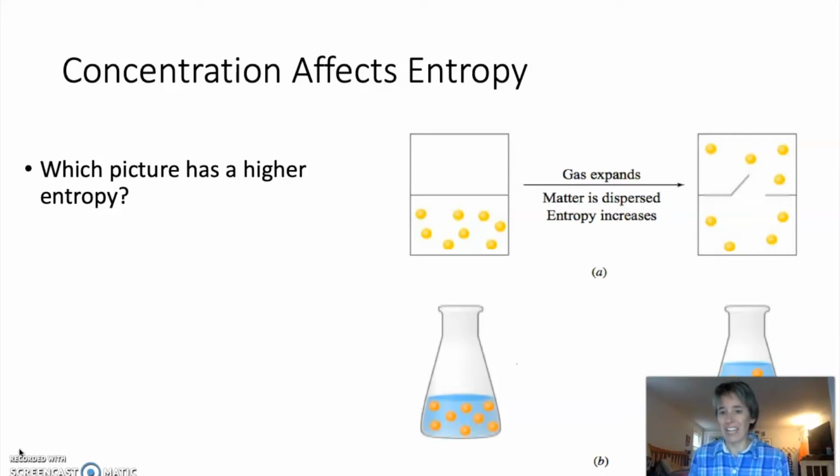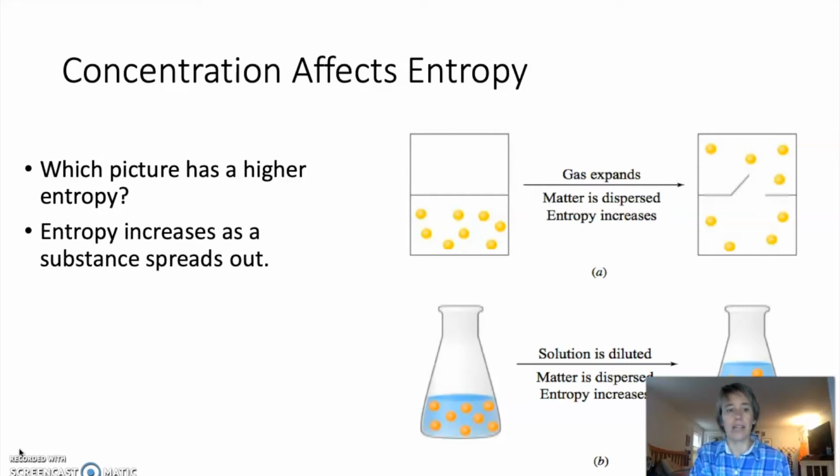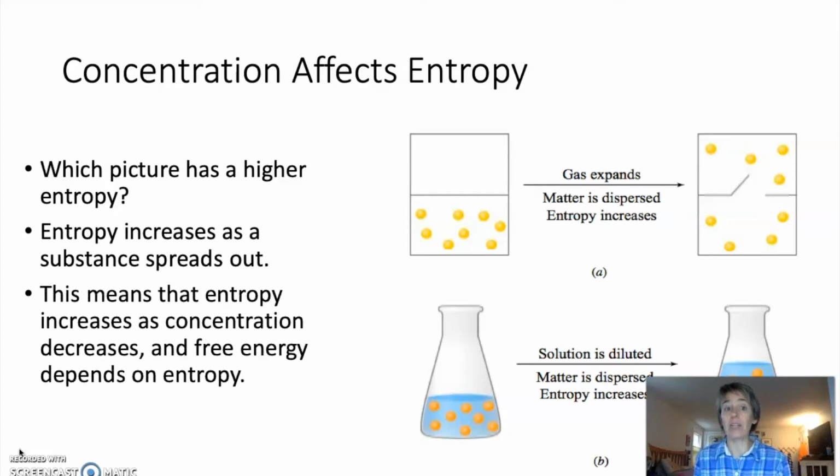Looks like my picture might be blocking the solution vial here, but in the second set of pictures, I've got a solution. The solute particles are dissolved in a small amount of liquid on the left and a larger amount of liquid on the right. Which one has the higher entropy? I'm hoping you might guess the one on the right again, because as we dilute a solution, we're dispersing matter and that increases entropy. So the bottom line is that entropy increases as these substances spread out, and we know that free energy depends on entropy, and free energy is how we can define or predict the spontaneity of a reaction.